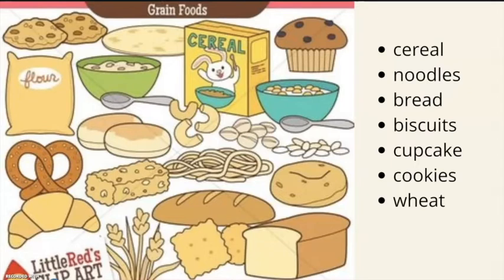So what are the examples of grain foods? Some examples include cereal, noodles, bread, biscuits, cupcake, cookies, and wheat. All these are under the grain category of the food pyramid.